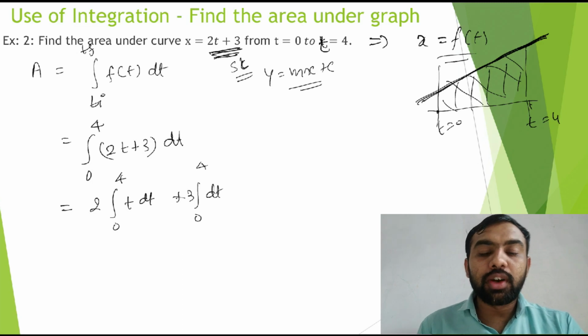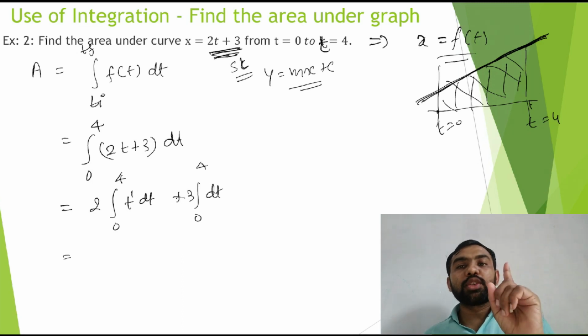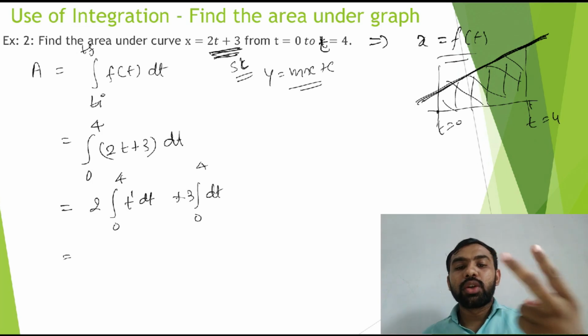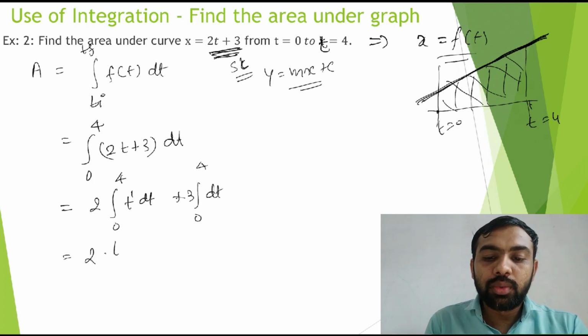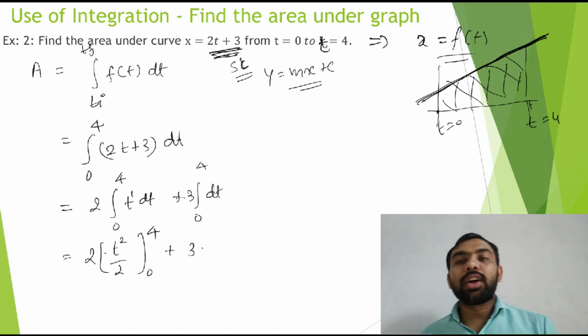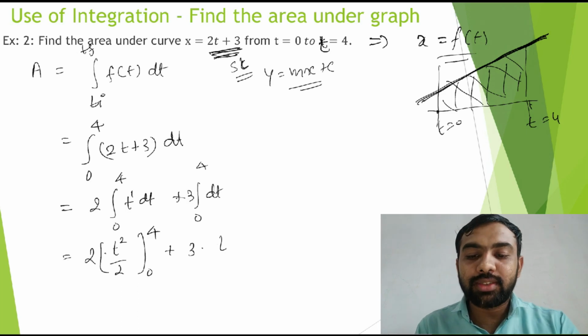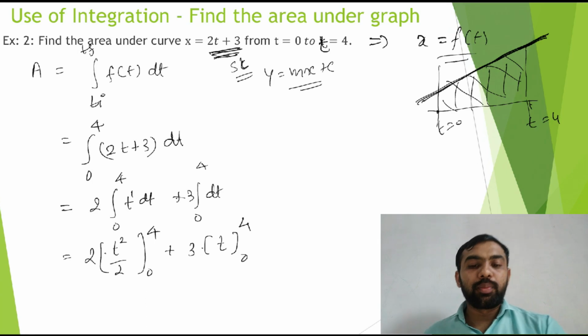What is the integration of t? One power increases, new power comes in the denominator. So right now how many powers? The power is 1. So 1 is increased. 1 plus 1, 2. So the answer is 2 into t square by 2, limit is 0 to 4, plus 3 into, nothing means its integration is t, as we discussed previously in the same session, 0 to 4.